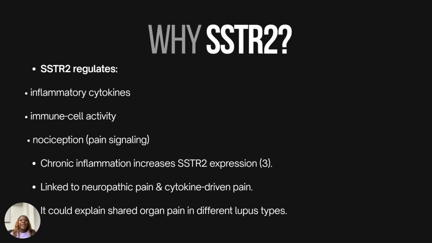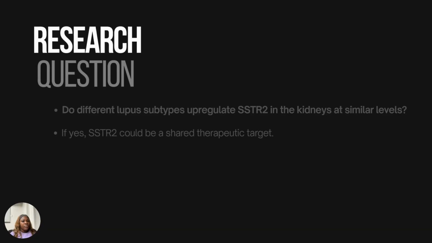So you're probably wondering why SSTR2. SSTR2 regulates inflammatory cytokines and immune cell activity. It's important because it's involved in both inflammation and pain. When tissues are inflamed for a long period of time, SSTR2 levels begin to rise, which may be why different types of lupus cause similar organ pain. It's linked to neuropathic pain, and it could explain why there is shared organ pain in different types of lupus. So that's why SSTR2.